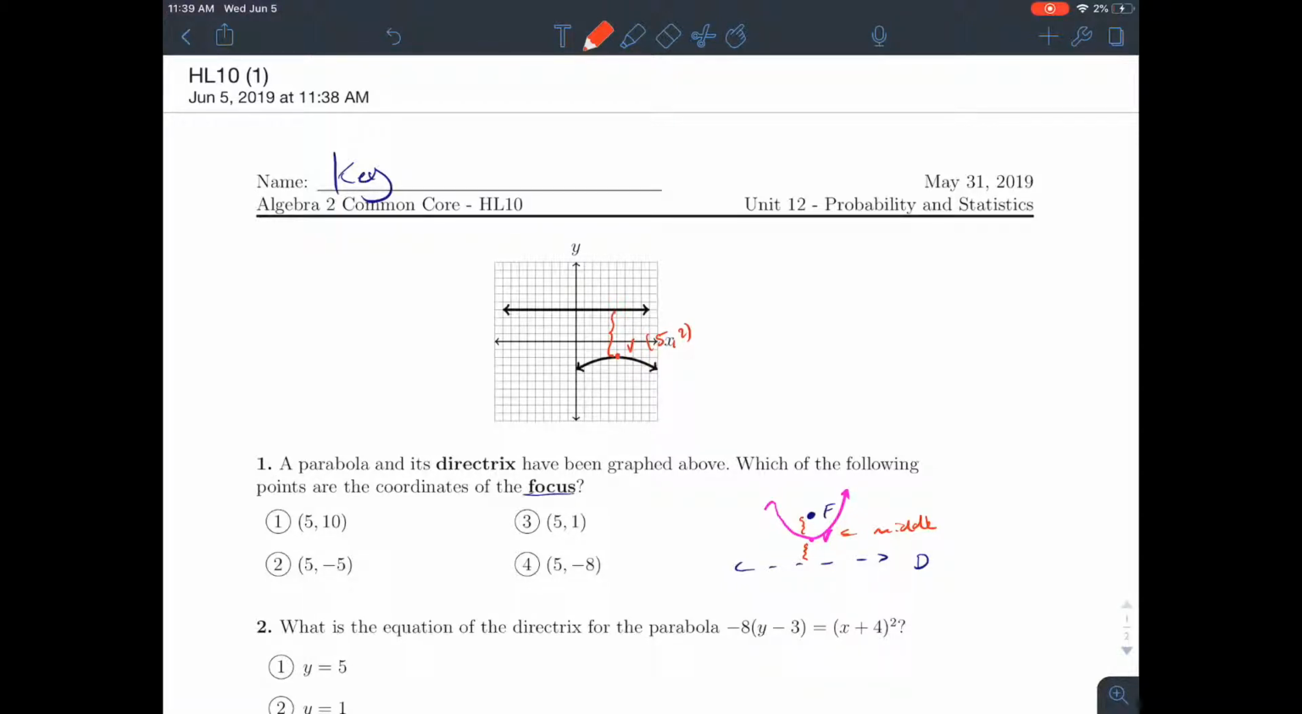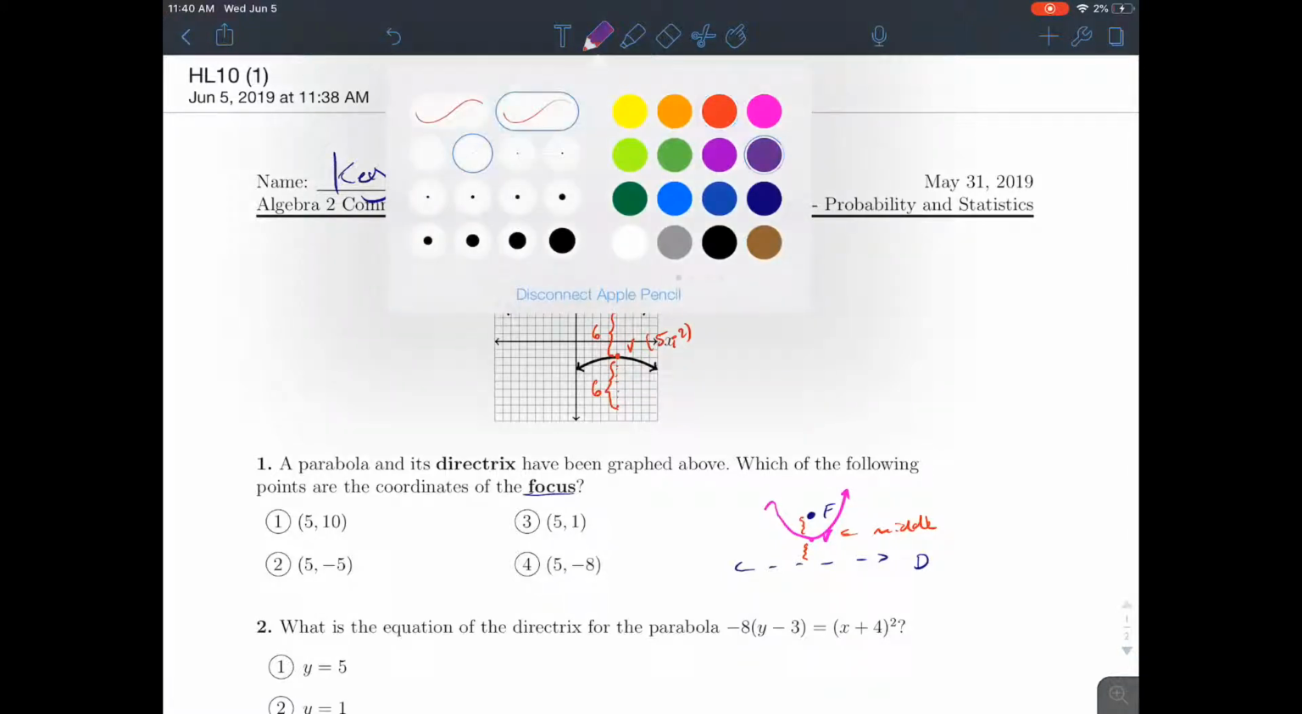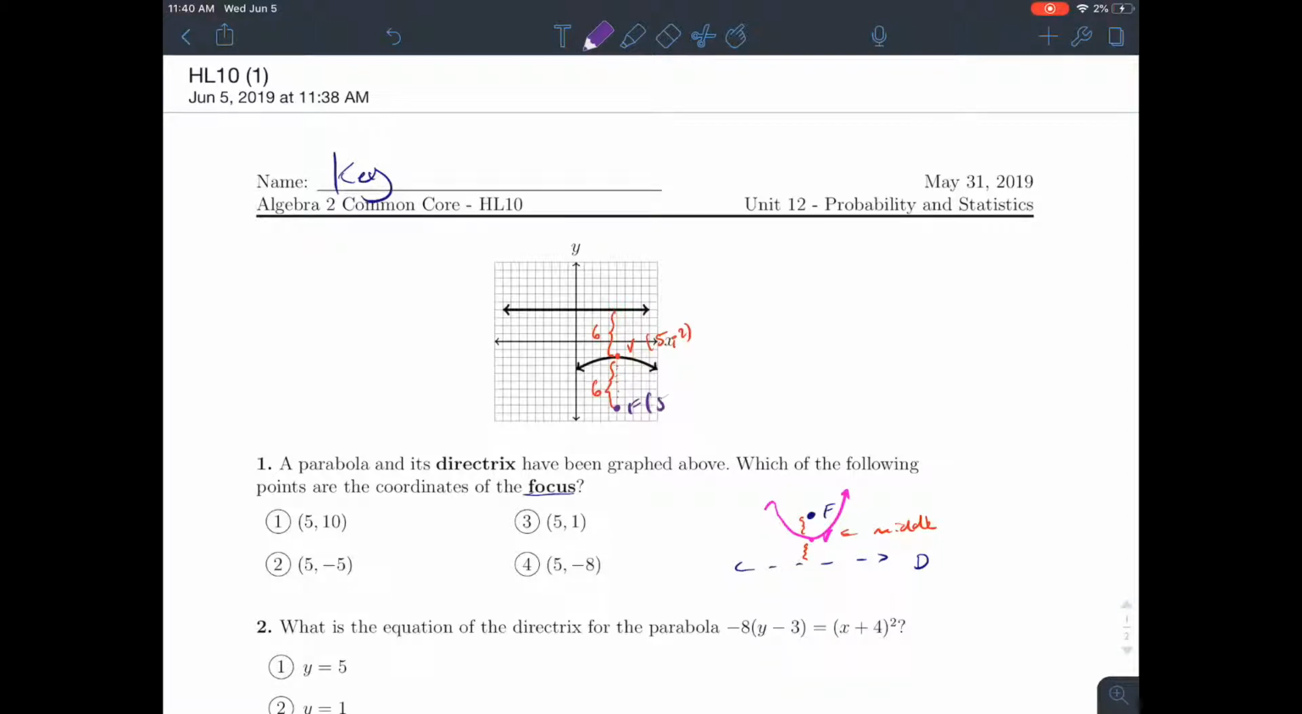So it looks like these are 1, 2, 3, 4, 5, 6 units apart. So that means the focus will be 1, 2, 3, 4, 5, 6 units down. And 6 units down from 5, oh wow, that's a typo, 5, -2 should have been the answer there, sorry for the vertex. 6 units down from 5, -2 will be the point for the focus. Let me use a different color. The focus will be 5, -8.